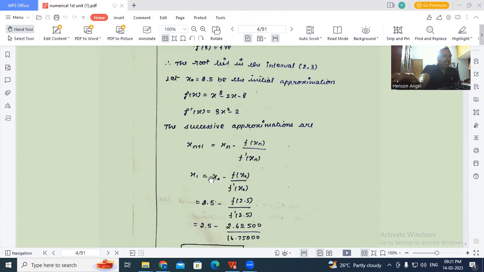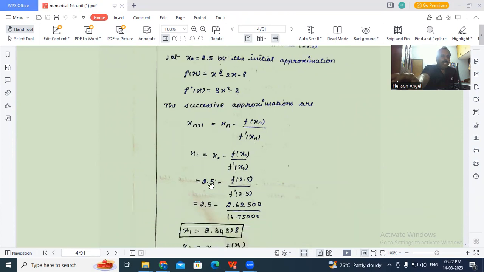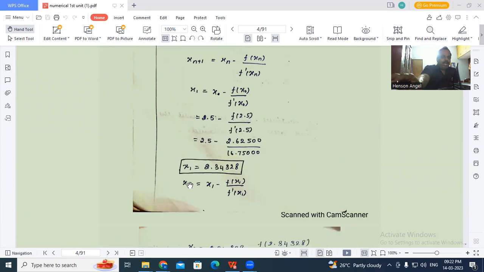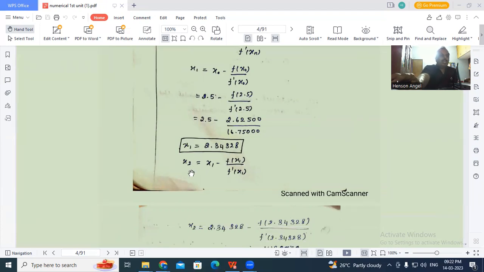Now we calculate the first approximation x1 equal to x naught minus f of x naught by f dash of x naught. Now we substitute the x naught value, that is 2.5 minus f of 2.5 divided by f dash of 2.5. That is equal to 2.5 minus 2.62500 divided by 16.75000. This value can be obtained by substituting 2.5 in f of x and f dash of x. So when you calculate this, we get the first approximation x1 equal to 2.34328.